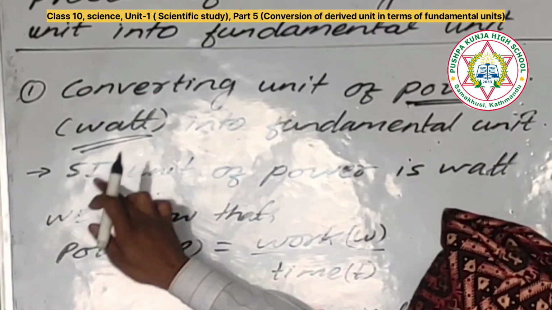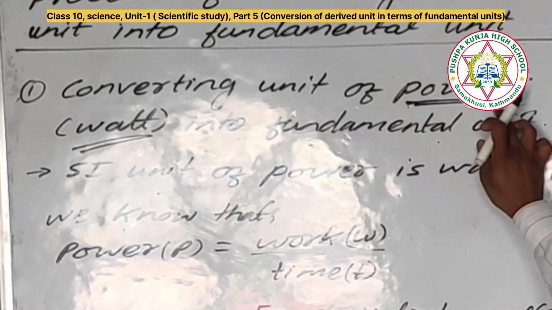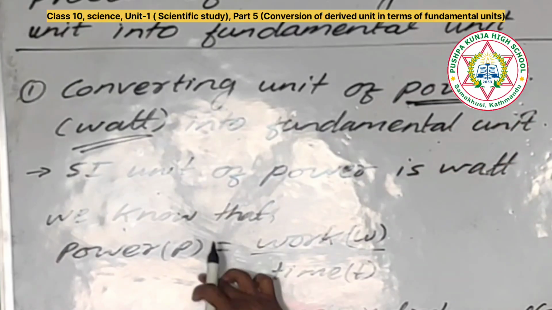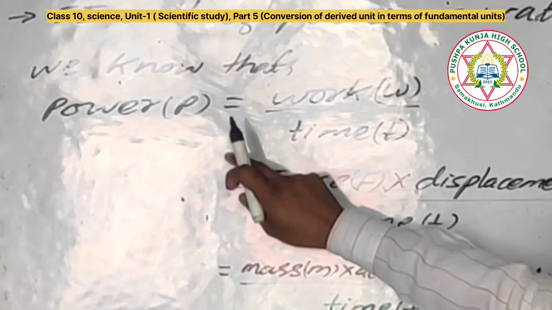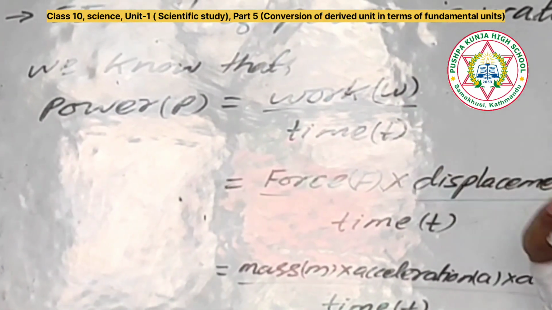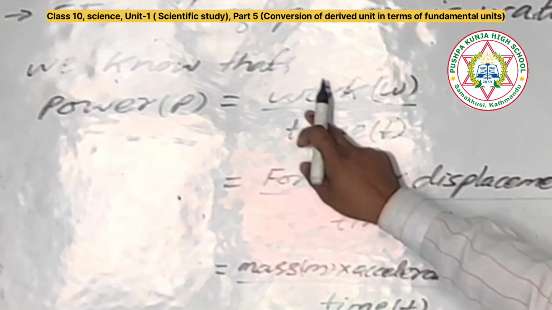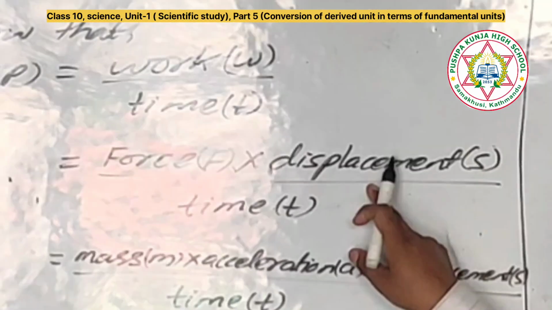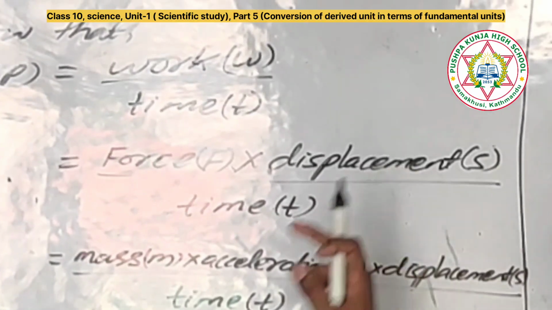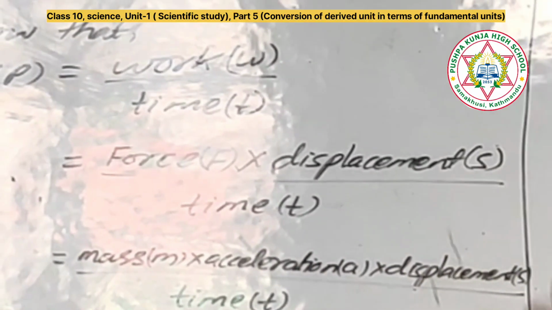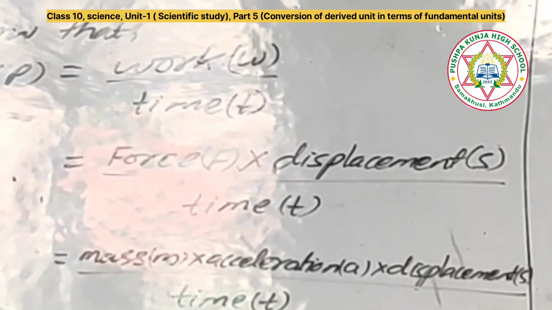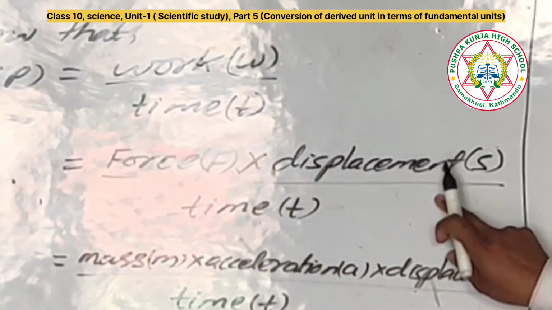So first we understood the unit of power. What is the formula of power? The formula of power is work by time. Now tell me the formula of work. Work is still a derived quantity. What is the definition of work? If an object covers a certain distance by applying a certain force, then we call this work. So work is the product of force and displacement.